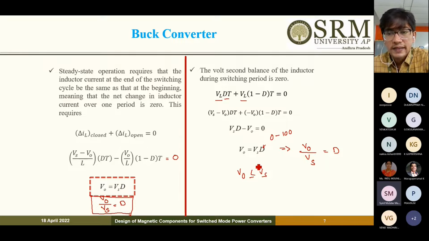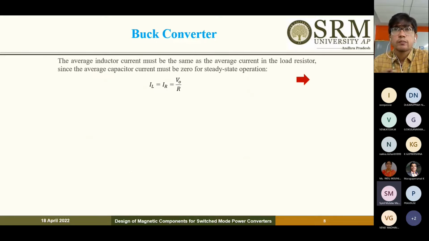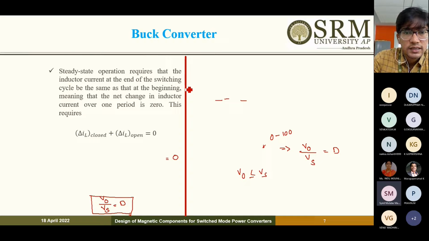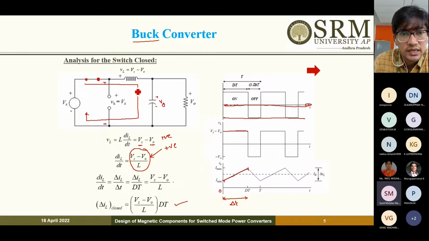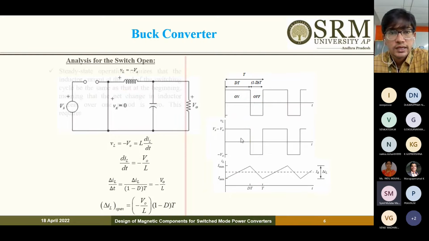Now, once we calculate the gain, we need to calculate the maximum and minimum inductor current. This is one of the important parameters to design an inductor. In the converter, the average current flowing through the inductor should be the same as the load current. Whatever the ripple current is, the average current flows through the load, and the ripple is absorbed by the capacitor.